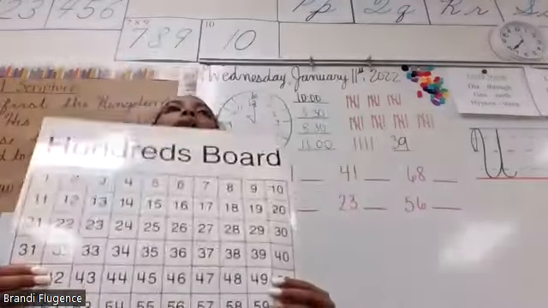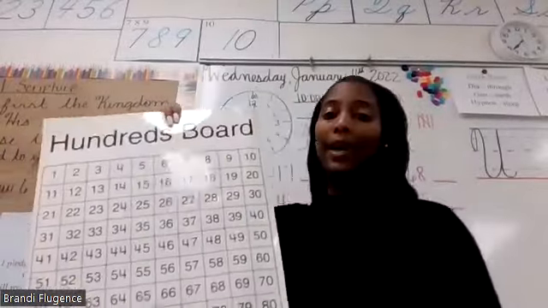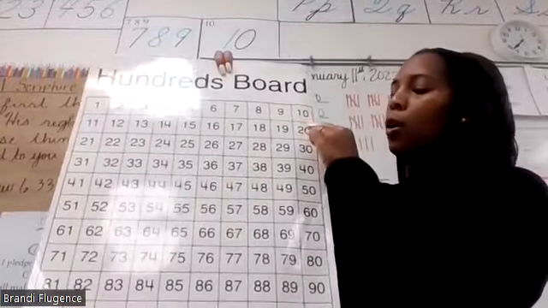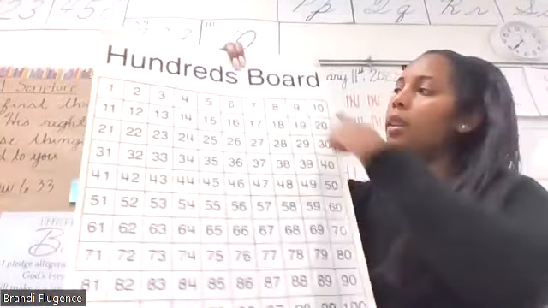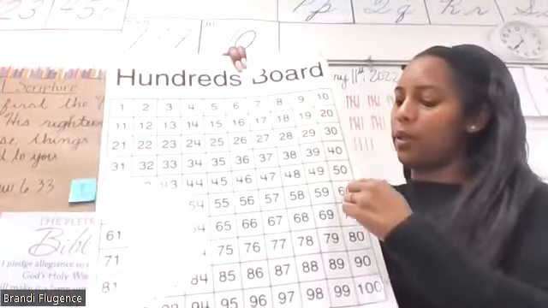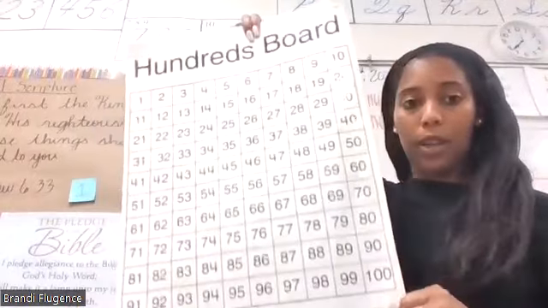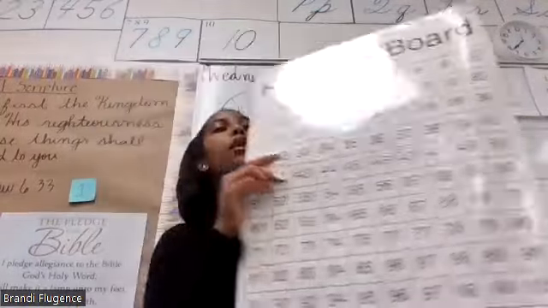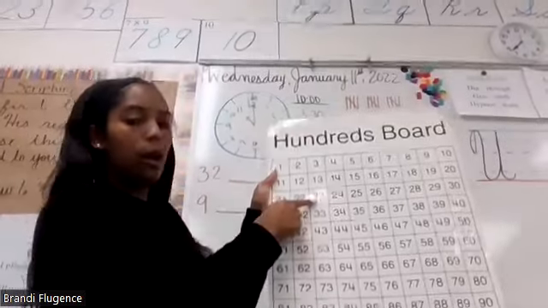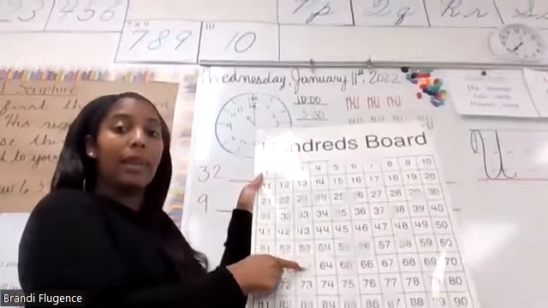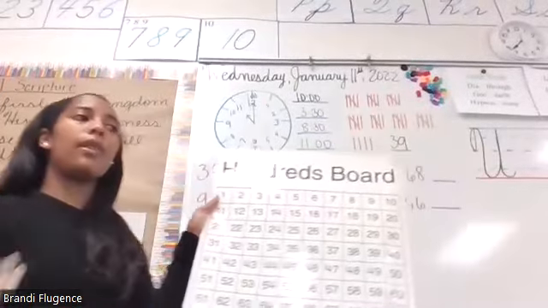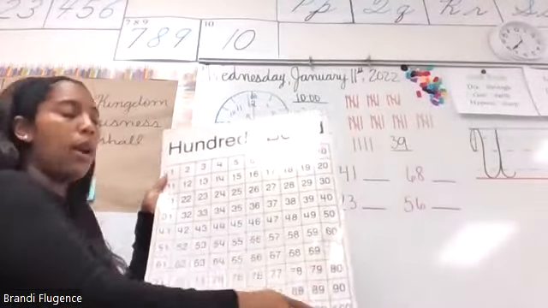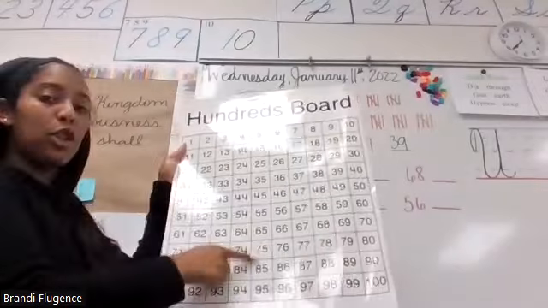But there's another way we can count on our chart, and that is by tens. If you look here, you see that this is going by tens, right? 10, 20, 30, 40, 50, 60, 70, 80, 90, 100. So that means every single block that goes down is counting by tens, okay? The thing is, it's counting by tens with each number.